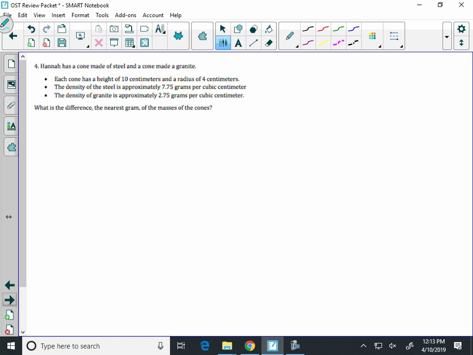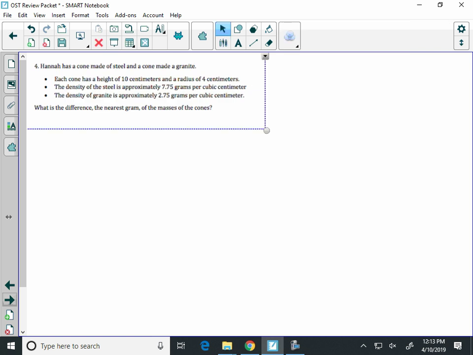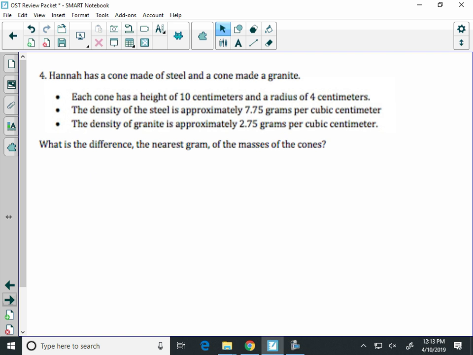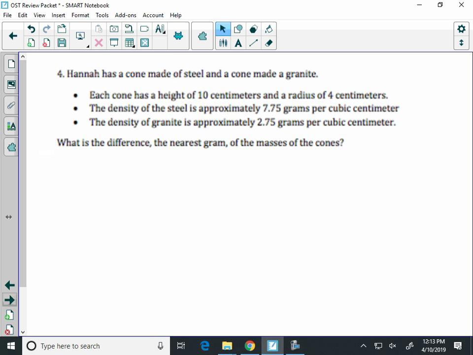This last one is a little bit more of a trickier one. Normally, this will just be a normal density question, but I thought it was a good one to go over because it incorporates a lot of other things in this one problem. But forces, Hannah has a cone made of steel and a cone made of granite.